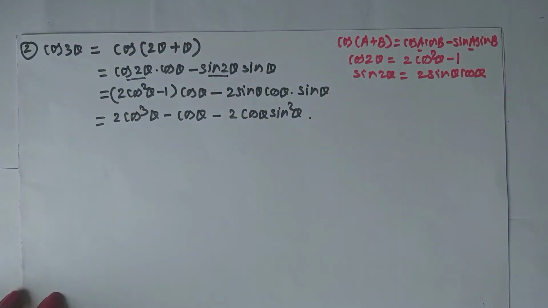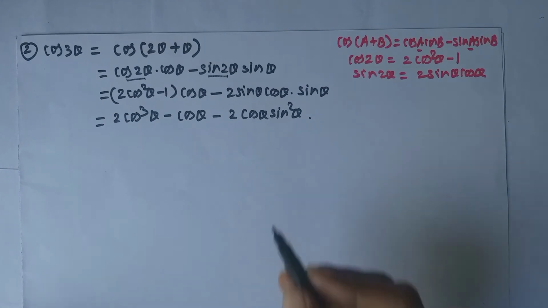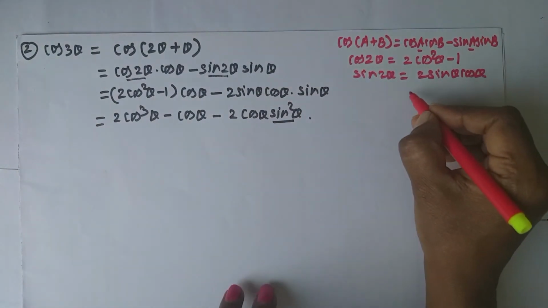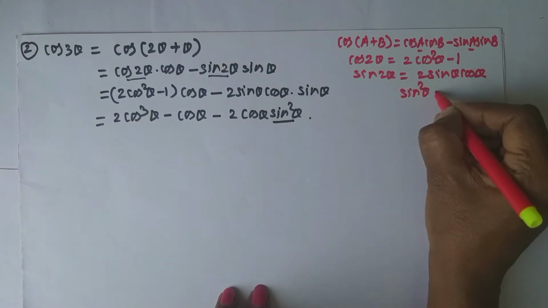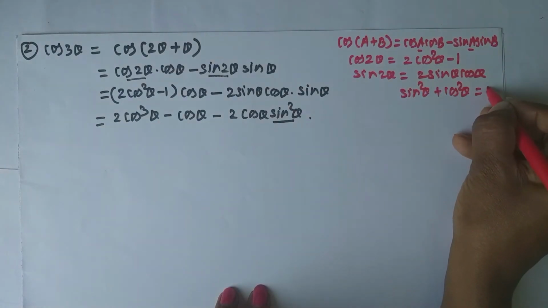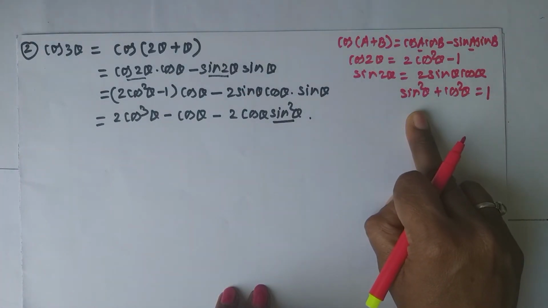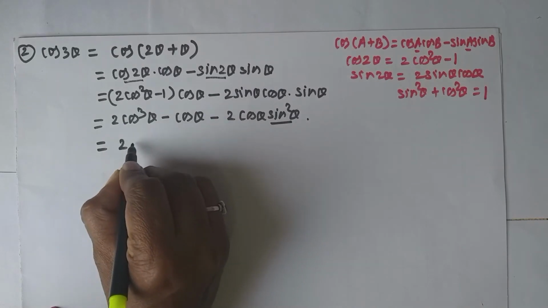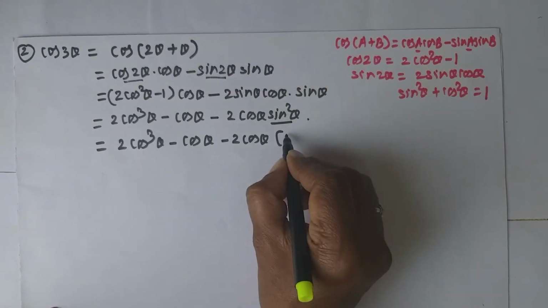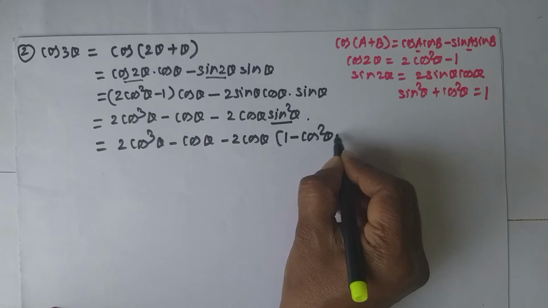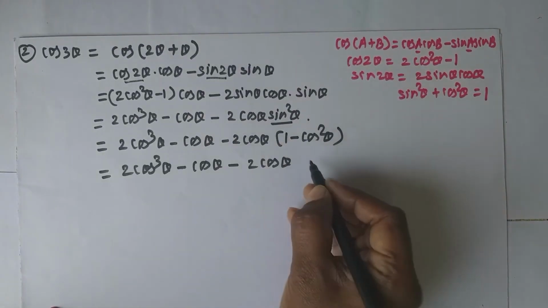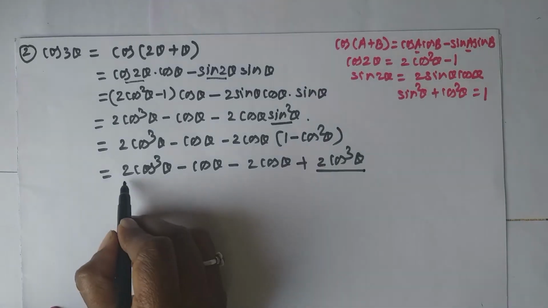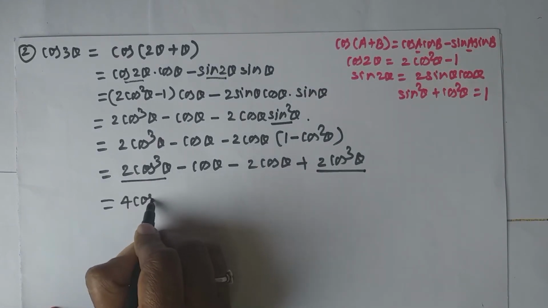And as on the right hand side there is only cos theta, therefore I have to convert this sin square theta into cos square theta. And for that again you use the first identity, that is sin square theta plus cos square theta is equal to 1. From this identity sin square theta will be 1 minus cos square theta. Then you write down this value of sin square theta as 1 minus cos square theta. Now open the bracket. This will be minus minus plus 2 cos cube theta. Now 2 cos cube theta, 2 cos cube theta means 4 cos cube theta.